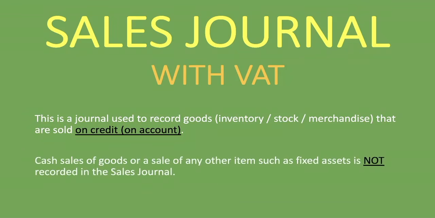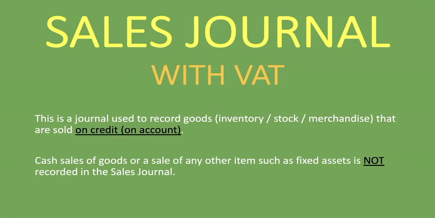Cash sales of goods or a sale of any other item such as fixed assets is not recorded in the sales journal. So when you make a sale on cash, you would not record it in the sales journal. That's recorded in the cash receipts journal. And you'll find all our other lessons on journals in the description below as well. And if you sell any other items such as fixed assets, even if it's on credit, you do not record it in the sales journal. We are only recording goods in the sales journal as mentioned.